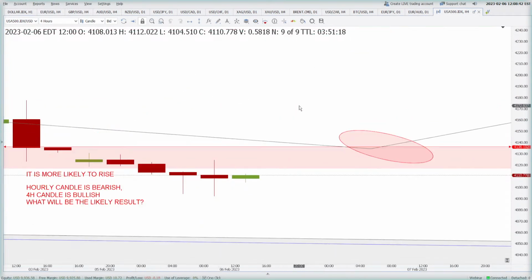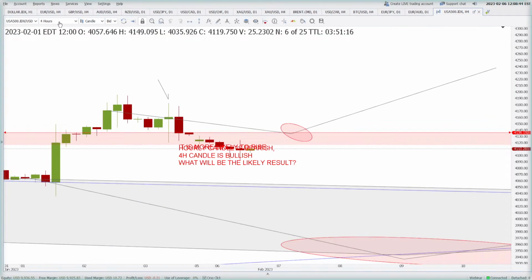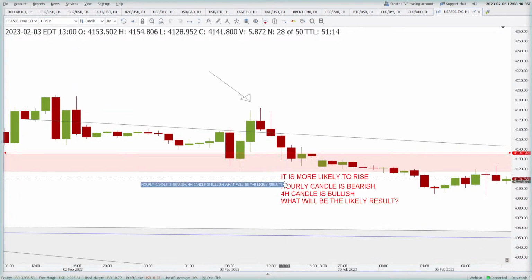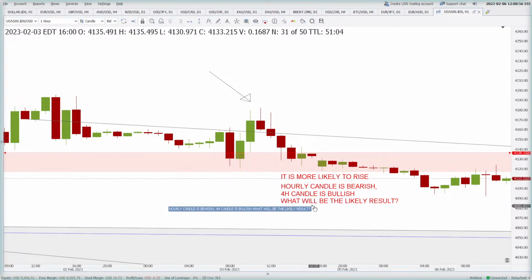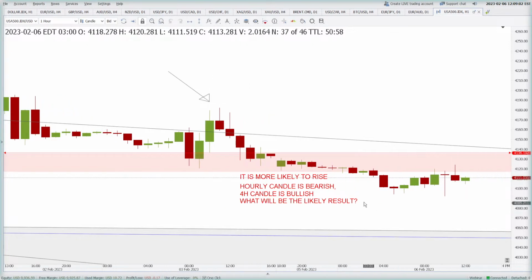I said it is more likely to rise. The hourly candle is bearish, boom, and the 4-hourly candle is bullish. What will be the likely result? I said that it is more likely going to go up, but it did not, it went down.